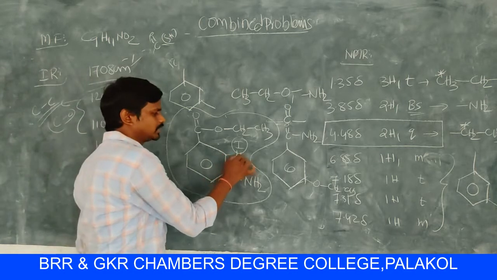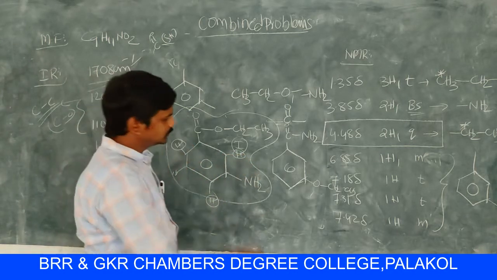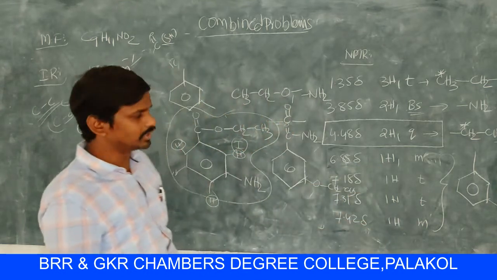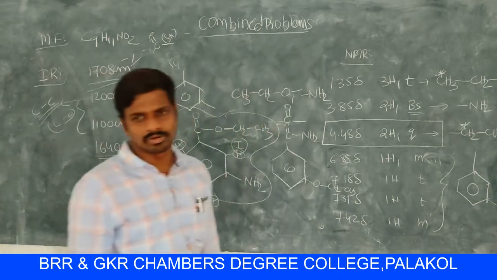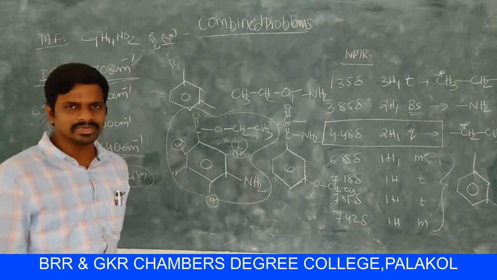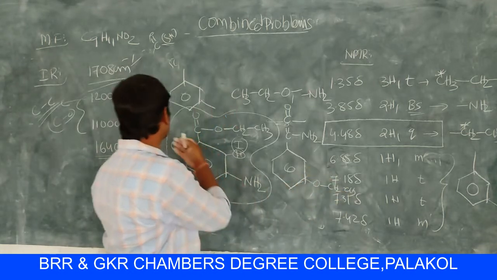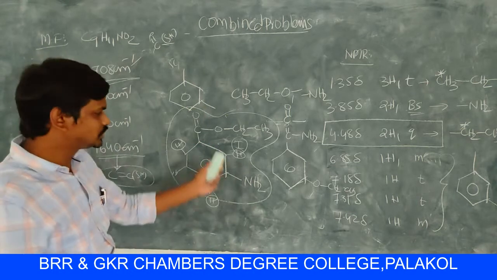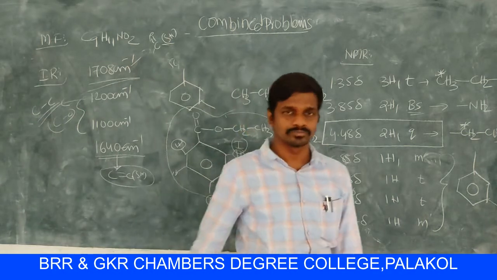So these 4 hydrogens exhibit these 4 signals: one is 6.85, another is 7.9, another is 7.31, and the final one is 7.42 delta. This is the information based on the given data. So based on the NMR data, chemical shift values and IR data at 1708 centimeter inverse, we can confirm that the first structure is the exact structure for our organic molecule.